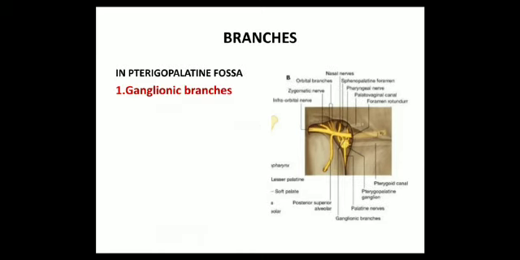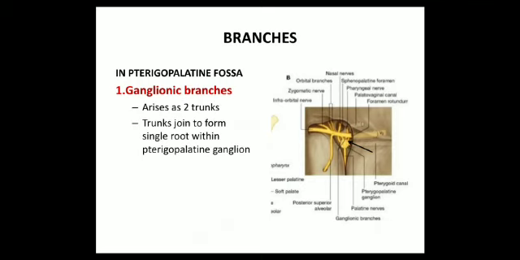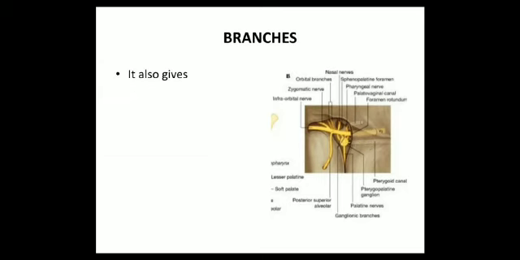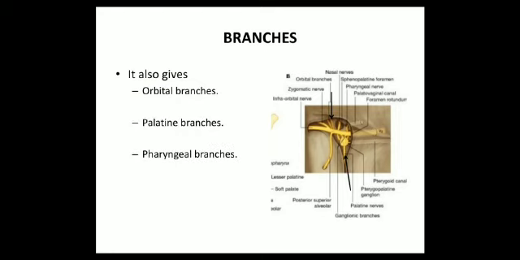The ganglionic branches arise as two trunks, then join to form a single root within the pterygopalatine ganglion, and it gives the postganglionic secretory fibers to the lacrimal gland via the zygomaticotemporal and the lacrimal nerve. And it also gives the orbital branches, palatine branches, pharyngeal branches and the nasal branches.